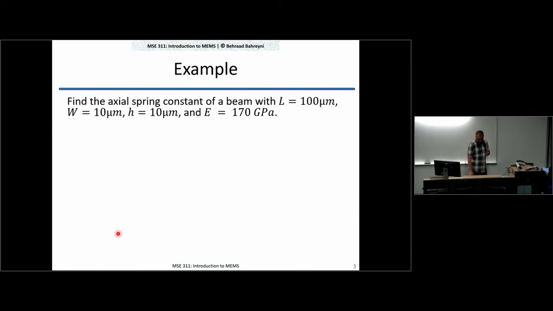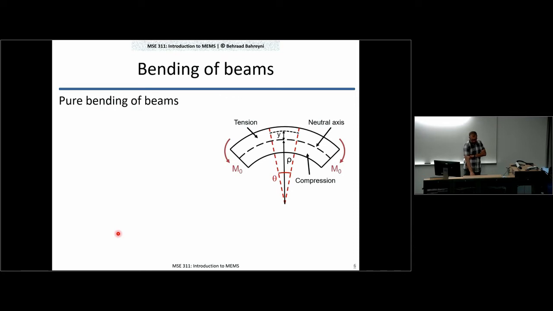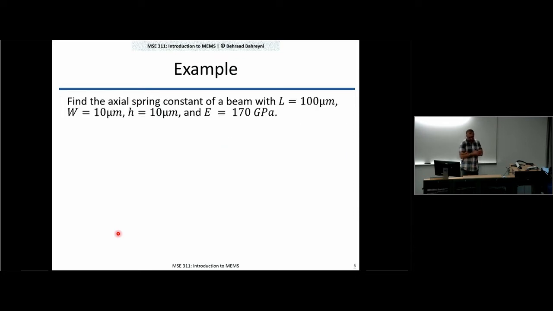So how do these numbers look? Let's assume that I have a beam which is 100 micrometers long and 10 microns wide and 10 microns thick. And the Young's modulus is 170 gigapascals. The question is, what is the axial spring constant for this beam, right? So I know that K, oops.